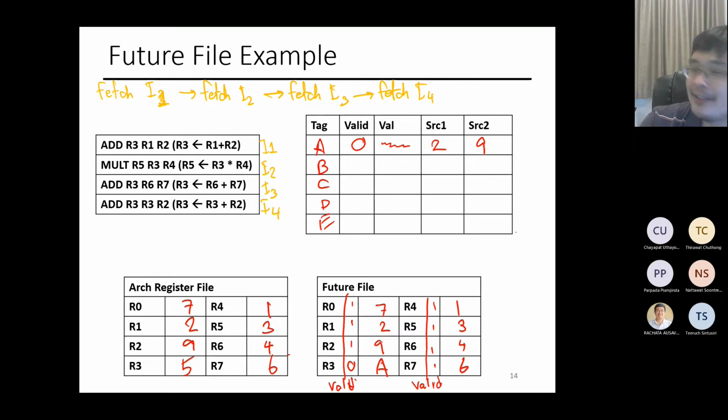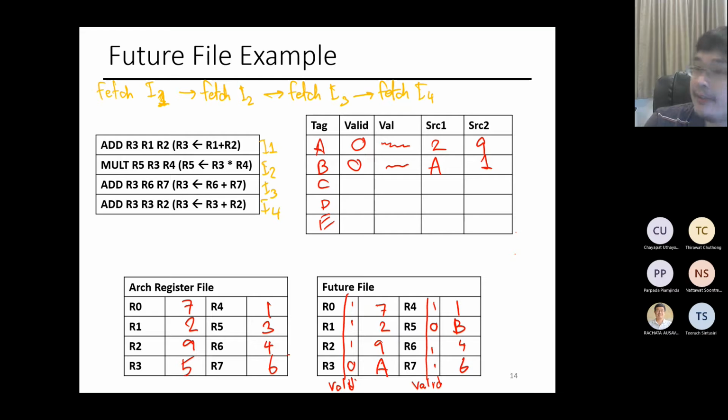Then I fetch the second instruction, B. I want R3 and I want R4. What I have to do is look at R3. What is R3? Source 1 is A. Source 2 is R4, that's 1. It's not valid. It writes the result to R5 again, tag B, and not valid. Okay.